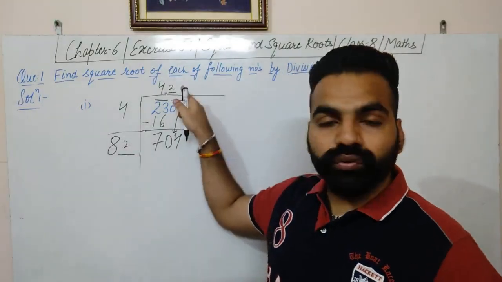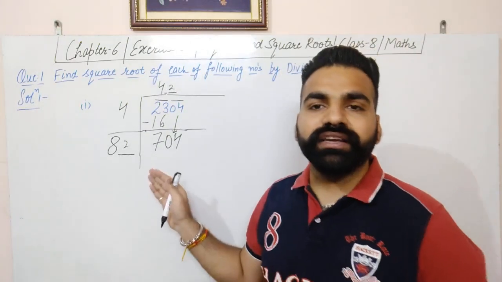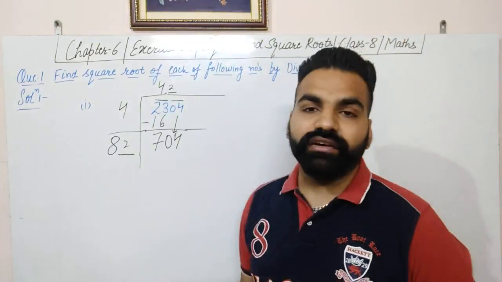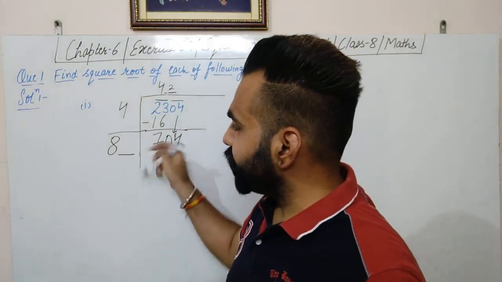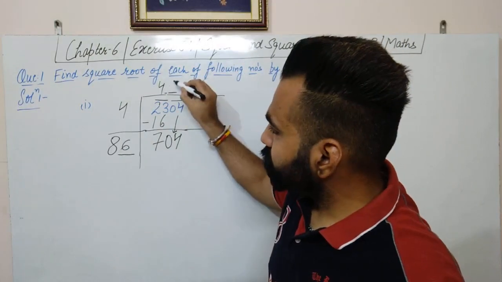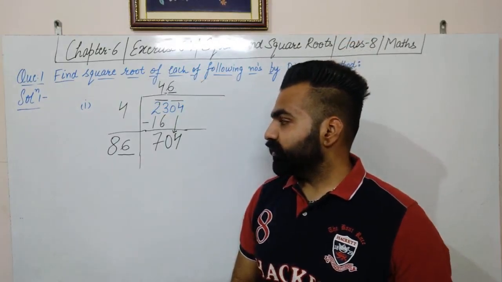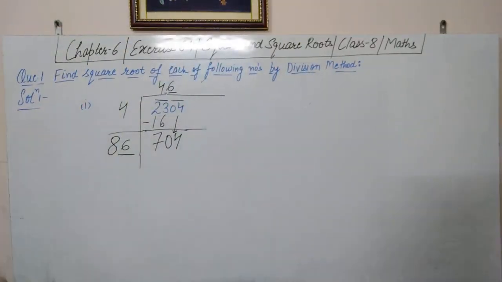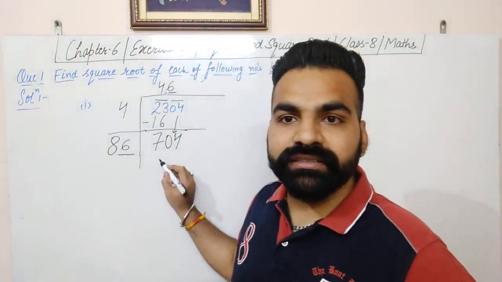So 82 into 2, 164, which is again less than 704. So in this order we can take a number which is either just smaller than 704 or is equal to exactly 704. So in this form, if we take 6 here, we have to take 6 here also. So 86 into 6. What is 86 into 6? Calculate. 86 into 6 is 516, which is much smaller than 704.